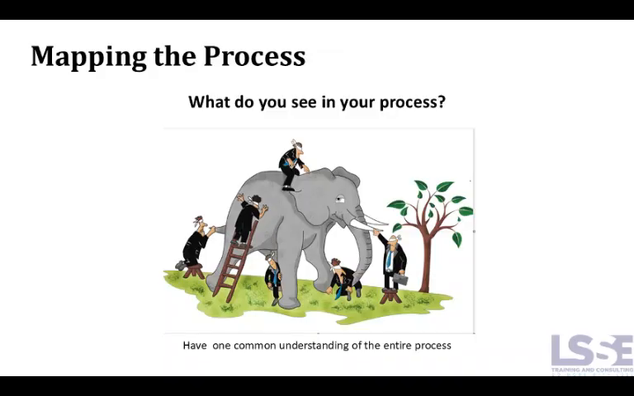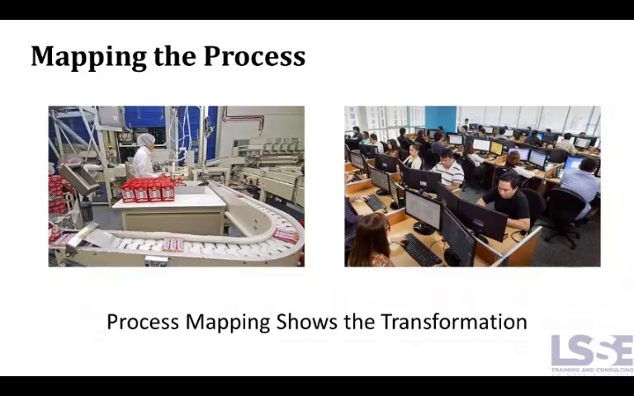Here's a classic problem in any organization. You ask 5 different people to describe the same process, and you get 5 completely different answers. One person thinks the process starts here, another thinks it starts there. Someone else doesn't even know there's a step in the middle. That's the blind man and the elephant problem. Everyone is touching a different part and thinking that's the whole picture. Process mapping solves this by giving everyone one common understanding of the entire process. From start to finish, no gaps, no assumptions.